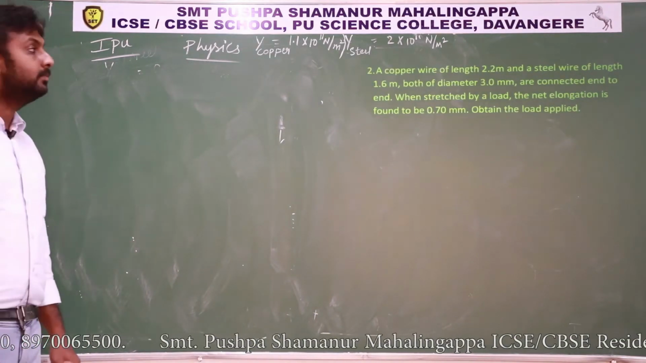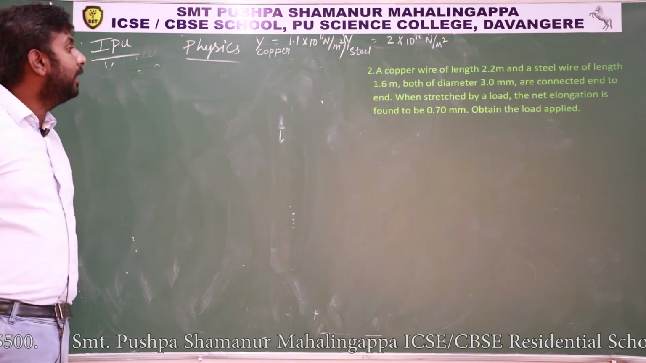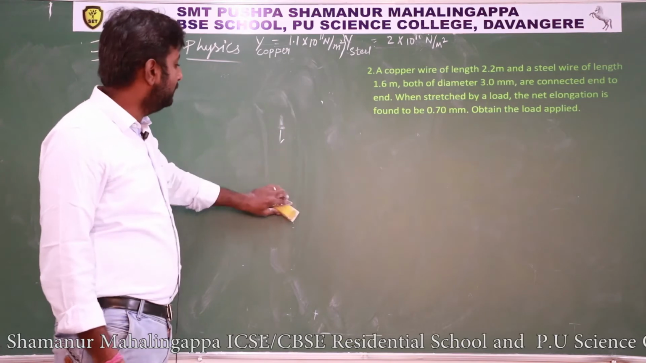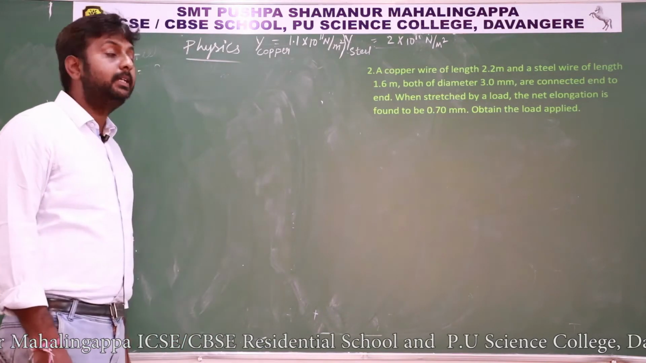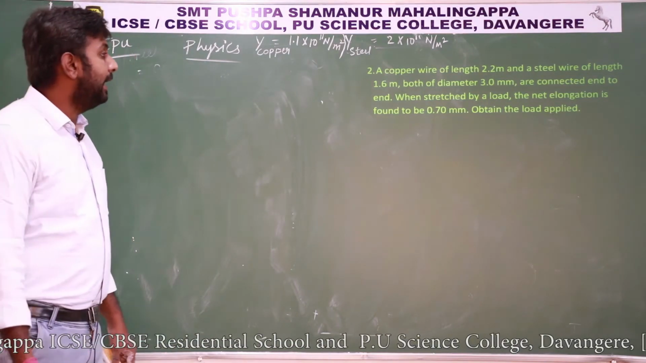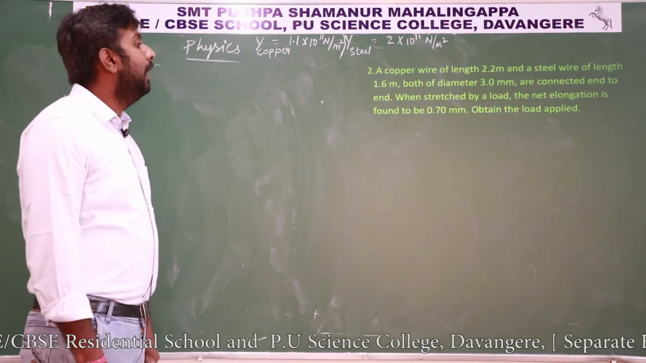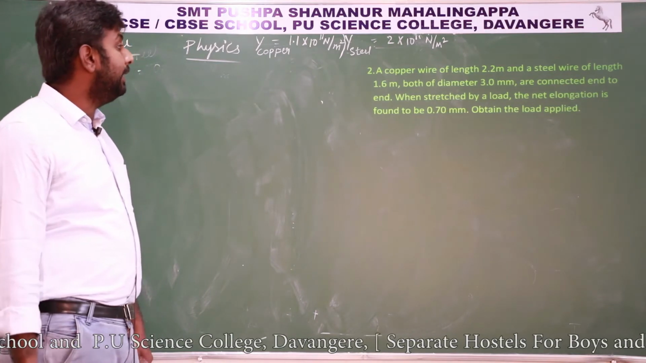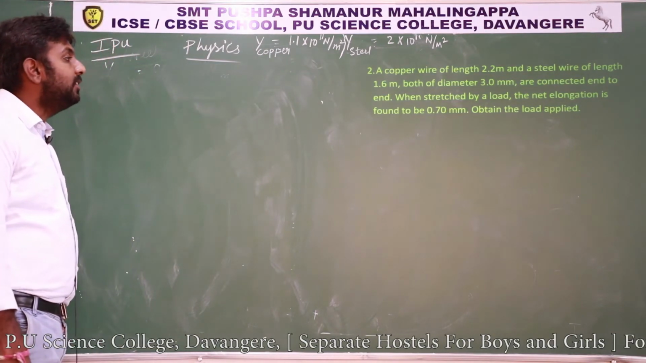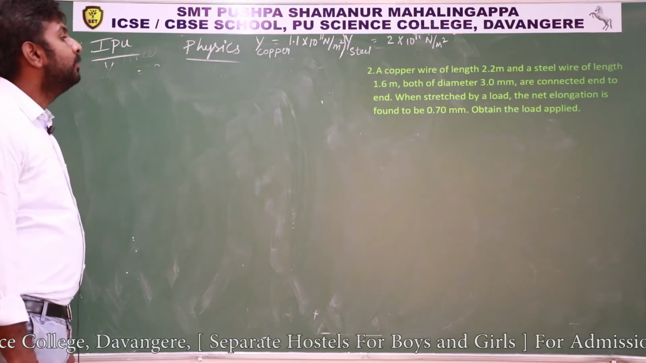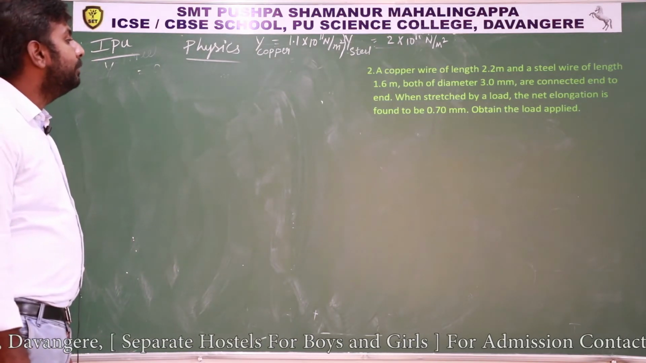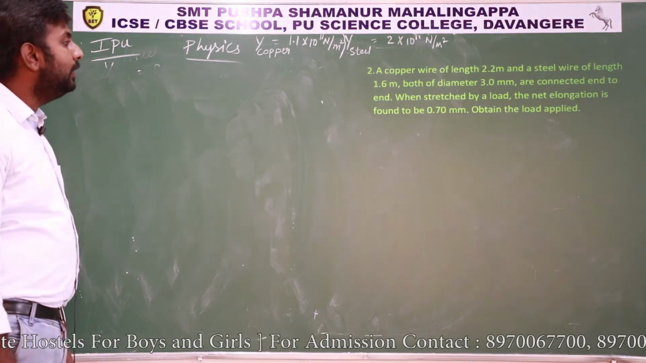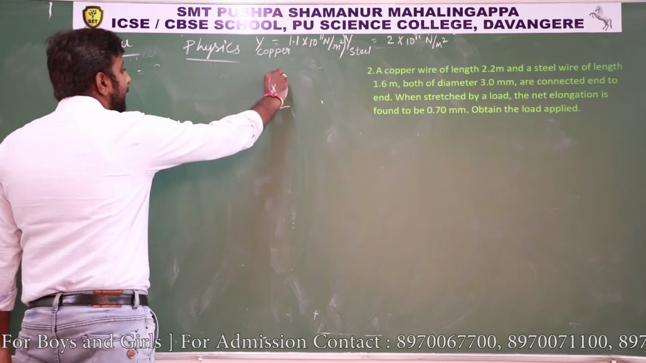Second problem. In the second problem, a copper wire of length 2.2 meter and steel wire of length 1.6 meter, both of diameter 3 millimeter, are connected end to end. When stretched by a load, the net elongation is found to be 0.70 millimeter. Obtain the load applied. So you can consider like this.